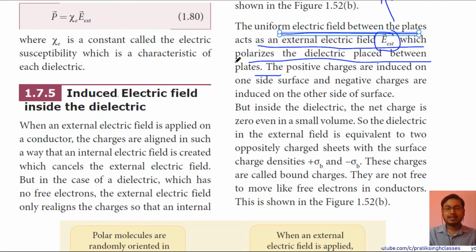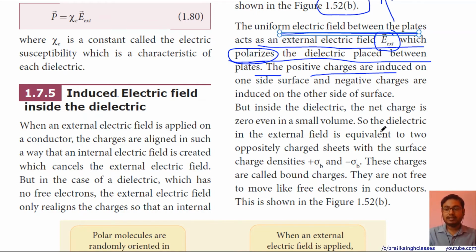Polarized means they align towards a particular direction. What really happens there is the positive charges of the dielectric will be aligned towards the negative plate of the capacitor, and the negative charges of the dielectric will align towards the positive plate of the capacitor, as we have seen in figure 1.52b below. But inside the dielectric, the net charge is 0 even in a small volume.